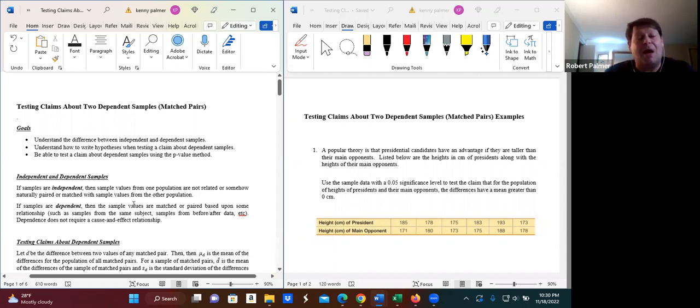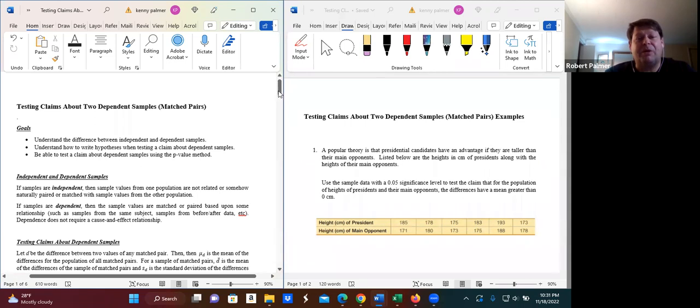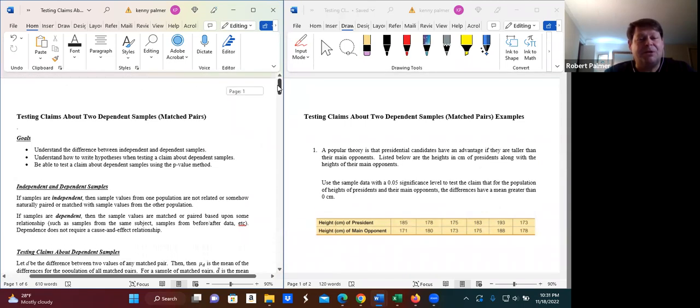Dependent would be the opposite of that: if they are paired or matched in some way to each other. For example, samples from the same subject, the same person, like before-after data. Dependence does not require a cause and effect relationship, but they're matched or dependent on each other in such a way that we can't consider them to be independent. It's important for the way the tests themselves are constructed.